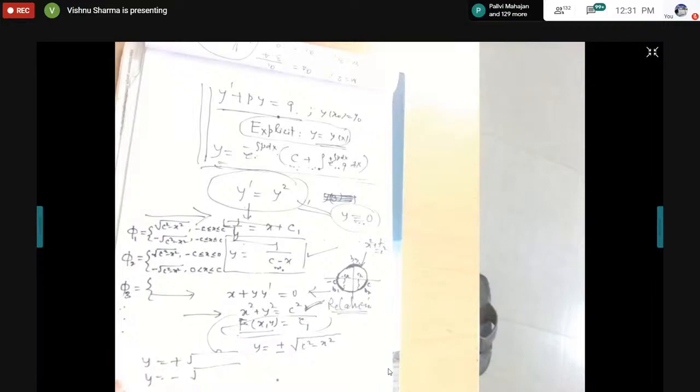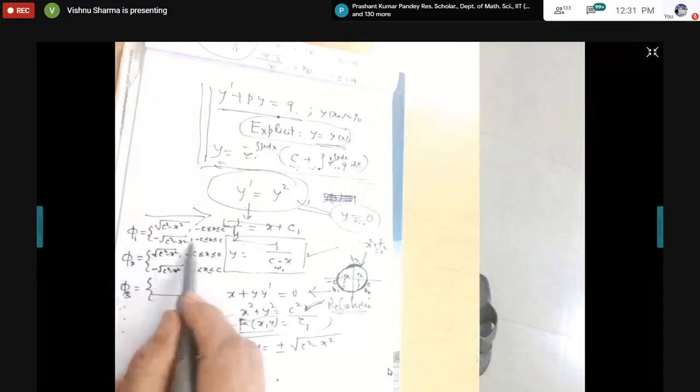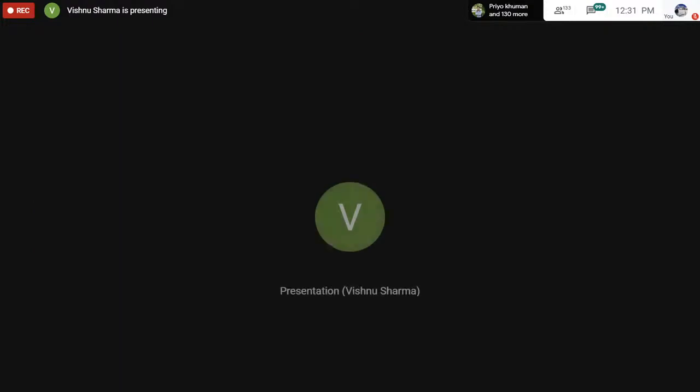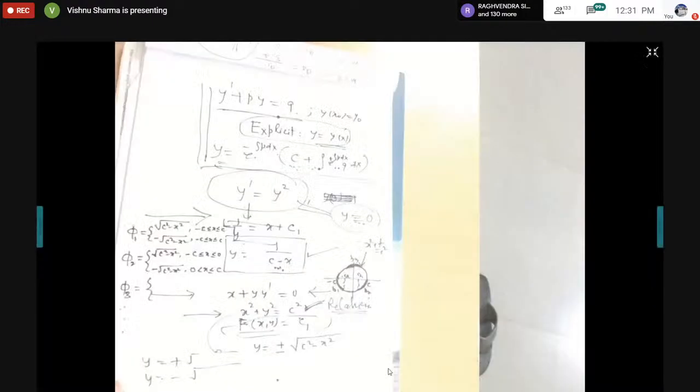And what is the solution? Can you tell me out of these, which is the solution? What about phi1? Is it a solution? Phi1 is a solution? So phi2 is the solution. Even phi2 is not a solution. What is the mistake? Tell me.